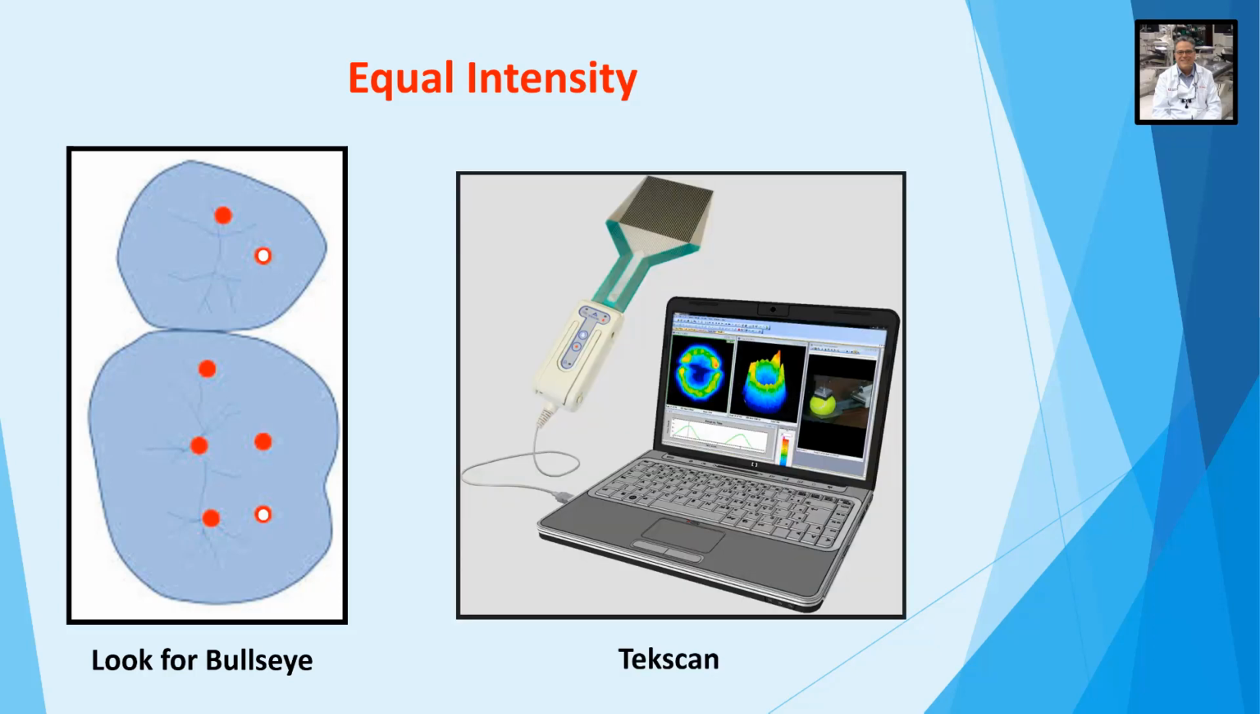Another tool that has value when we really care about finalizing equal intensity is a device called a T-Scan. It's a measuring device, it has film on it, and you bite into it, and it gives you a computer image of where it's hitting heavier than others. It's a good tool for finalizing maybe a case or maybe even a splint.